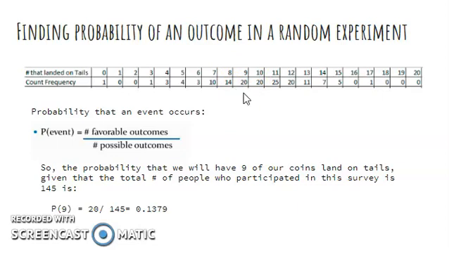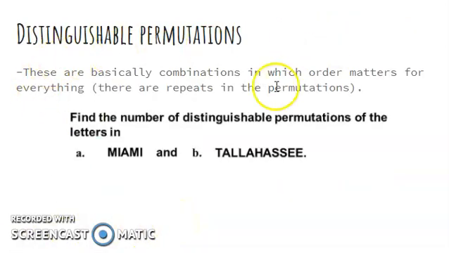Now, in order to find the probability that we are going to have 9 of our coins land on tails, we're not going to divide 9 by 20 as most people would probably do instantly. Instead, we are going to divide the count frequency, which is the number of people who got this, out of the total number of possible outcomes. So the number of people who got 9 over the total number of people, and that is 20 divided by 145, which is 0.1379.